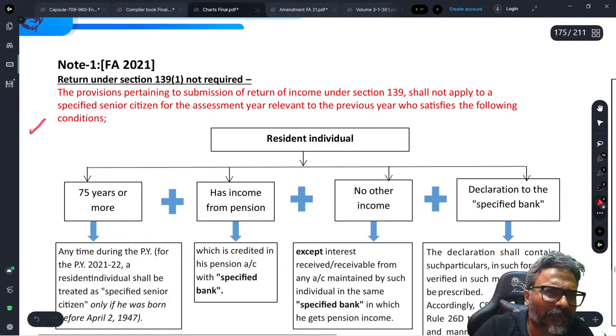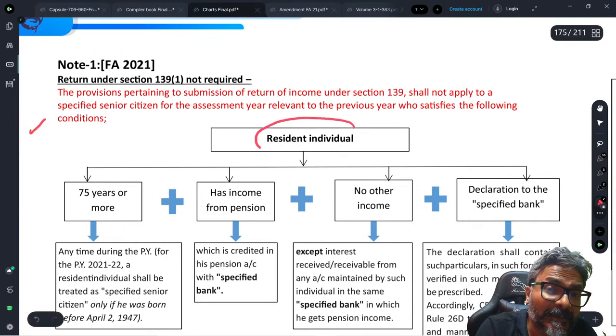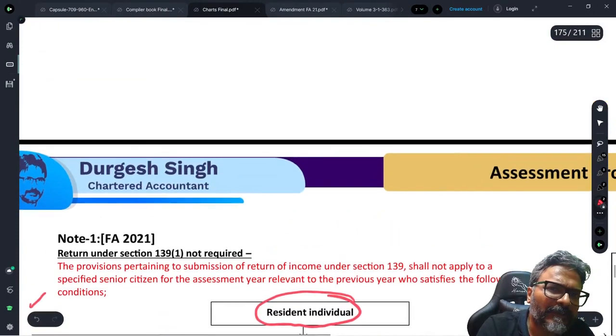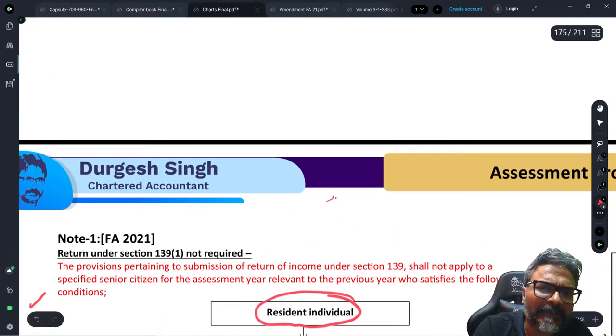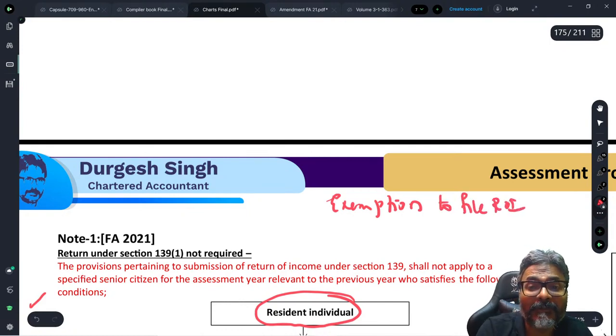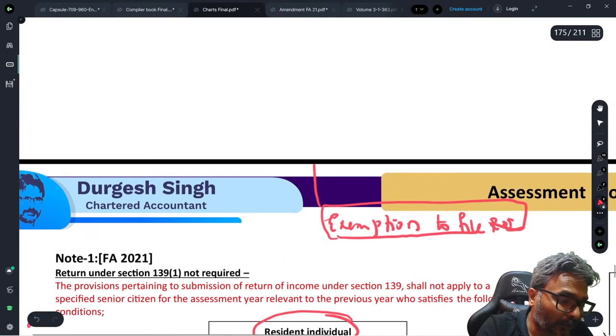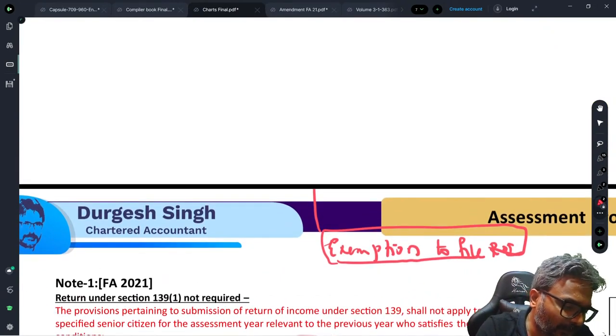Now from this part, we have discussed the case of the TDS section. And remember the exemption to file the ROI. Now this exemption is applicable to a resident individual, students. Please pay attention. Up till now we were only focused on the non-resident, so only in respect of the non-resident was this exemption to file the ROI being discussed. Students, do you all agree to this one?